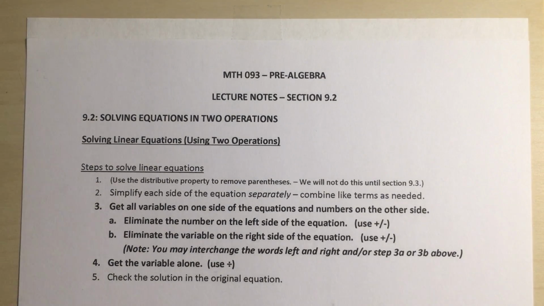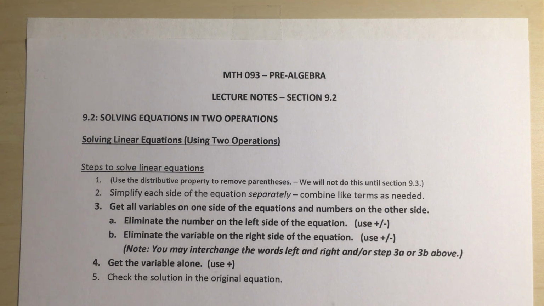Before we start example 2 in section 9.2, I just want to review our rules. Looking at our rules, we see steps 1 and 2 listed: using our distributive properties and simplifying our equation. Again, in this next example, we're not going to worry too much about those. But steps 3 and 4, the ones in bold and highlighted, are the steps we're going to use in example 2 as we go through it.